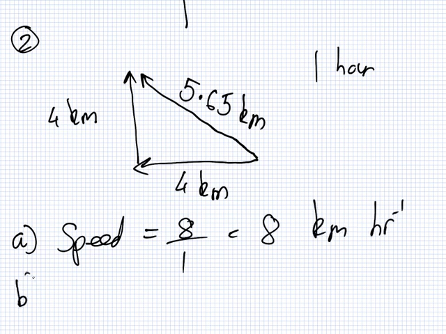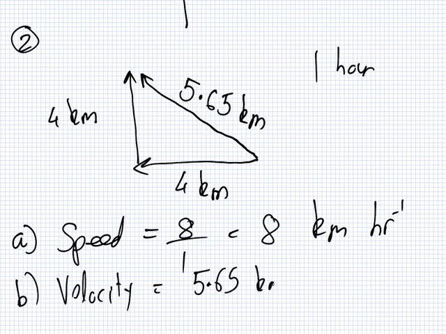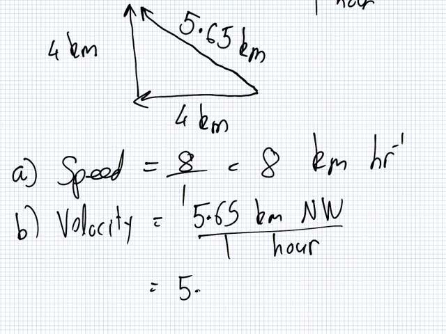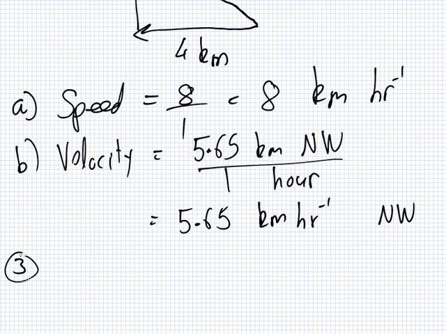And then the velocity. Now the velocity is the displacement, which is 5.65 kilometers northwest, divided by 1 hour. So the answer is 5.65 kilometers per hour northwest for that one. And then the last one, what do I say?